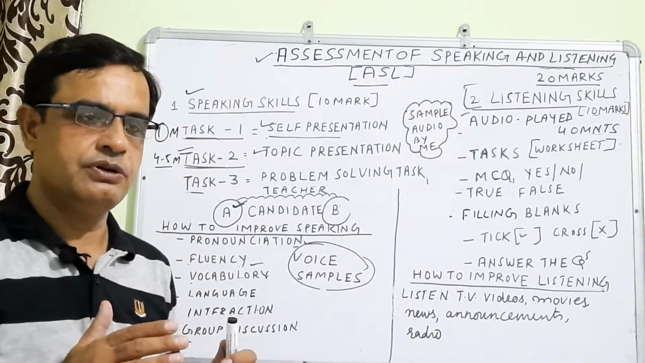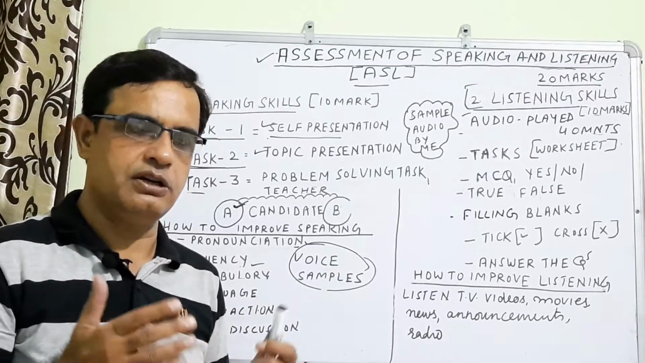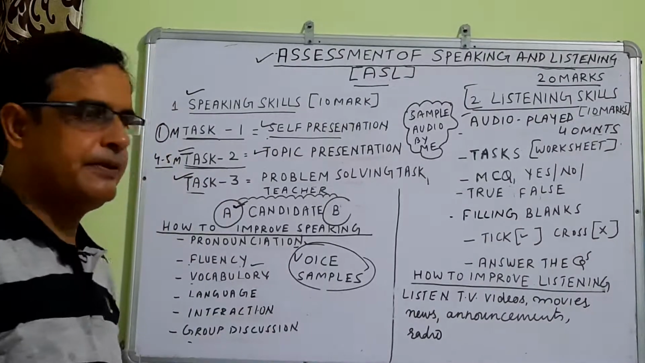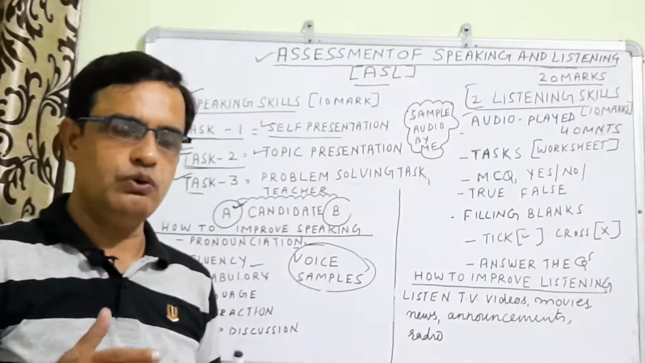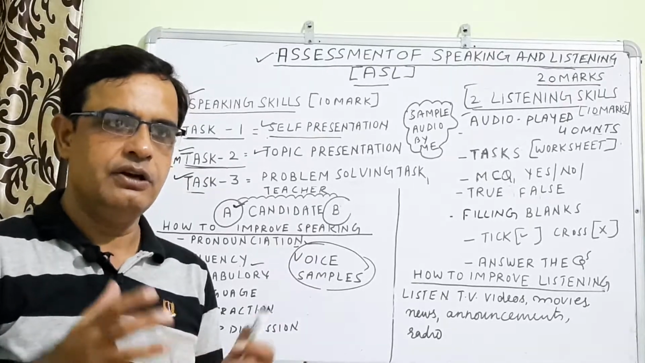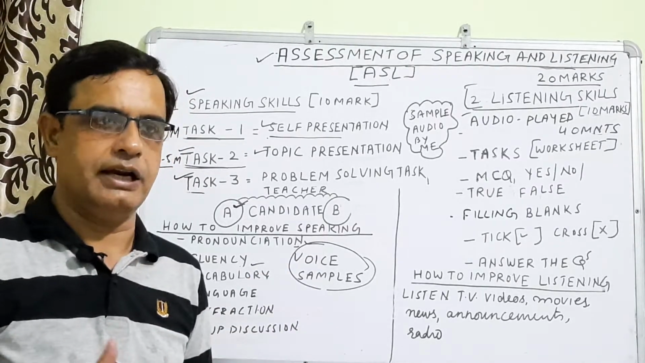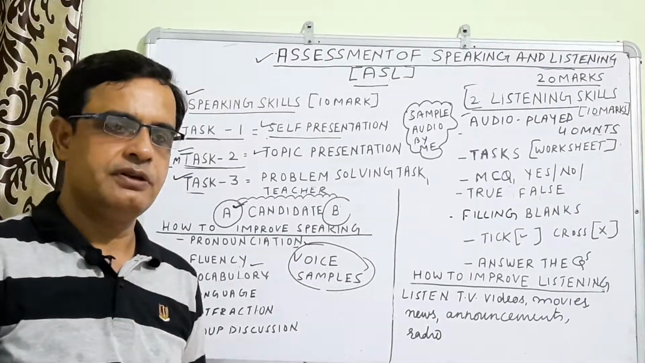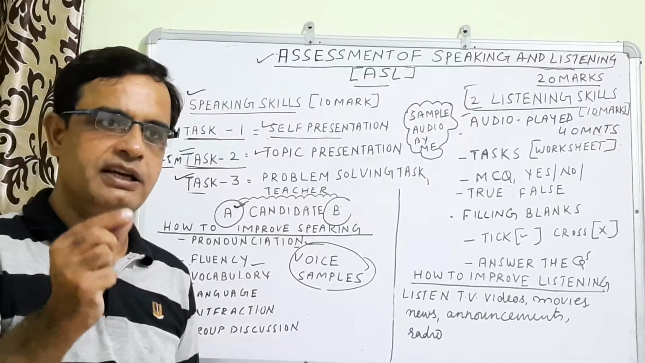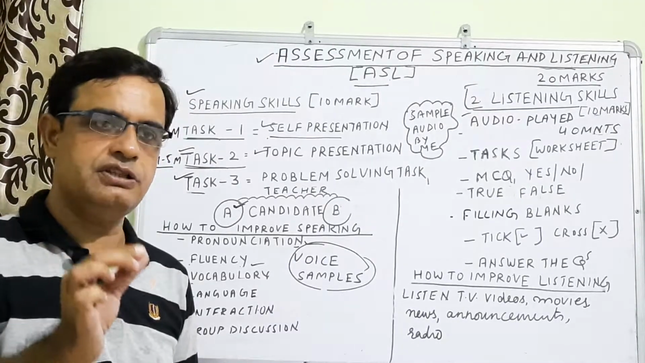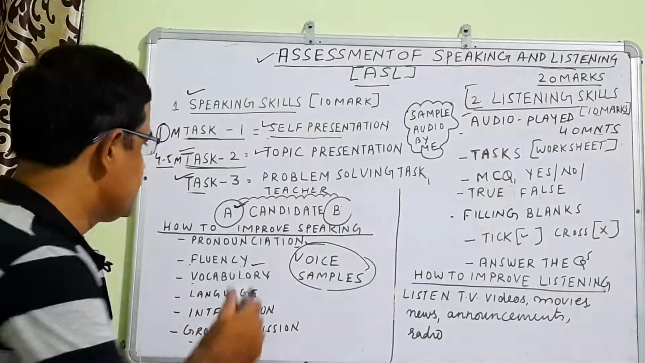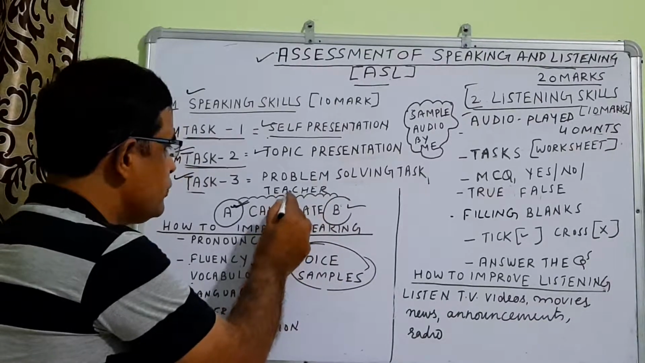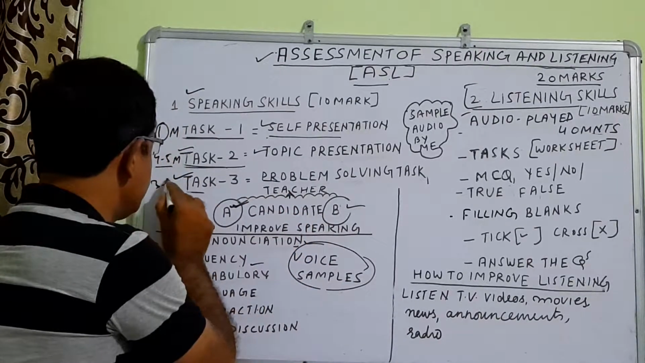So both candidates have to speak on their topics for 4 or 5 minutes. The third task is the problem solving task. There are two candidates. They have to express their dialogues while interacting with each other, while making the conversation. Suppose a task is given to them, for example, the problem of online teaching, online learning. This topic has been given to two candidates. Suppose candidate A is Varsha, candidate B is Avni, and a teacher would like to assess their problem solving task. It is a duration of 3 or 4 minutes.